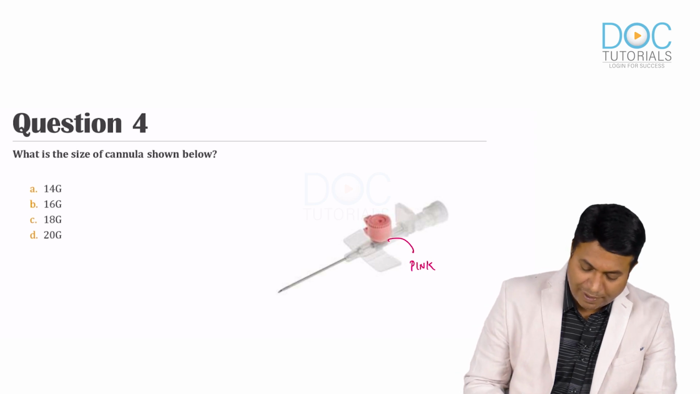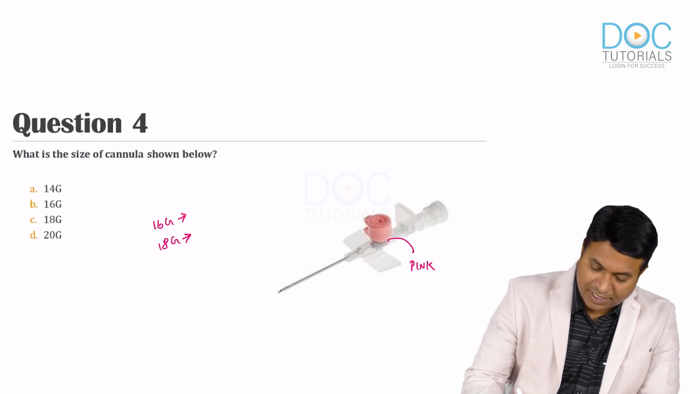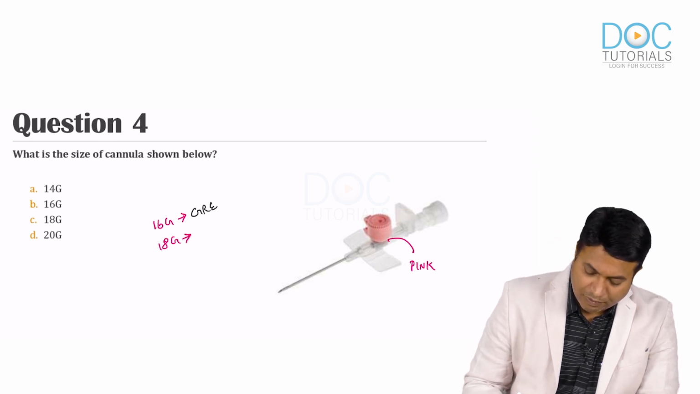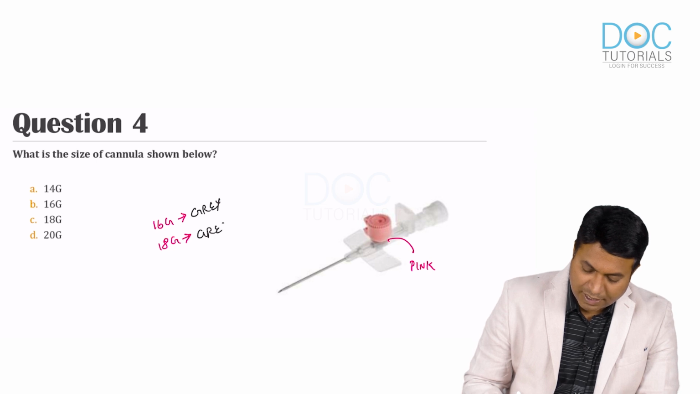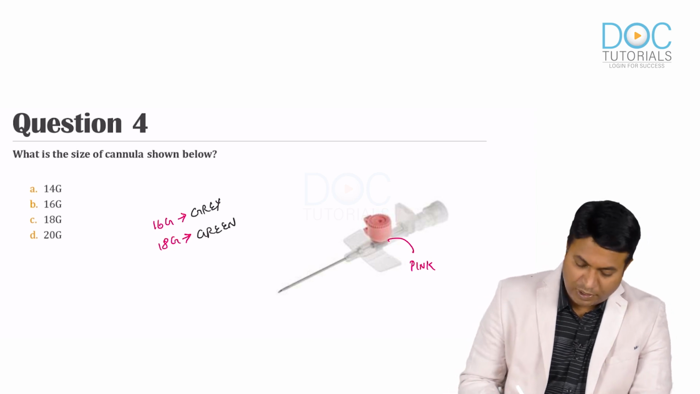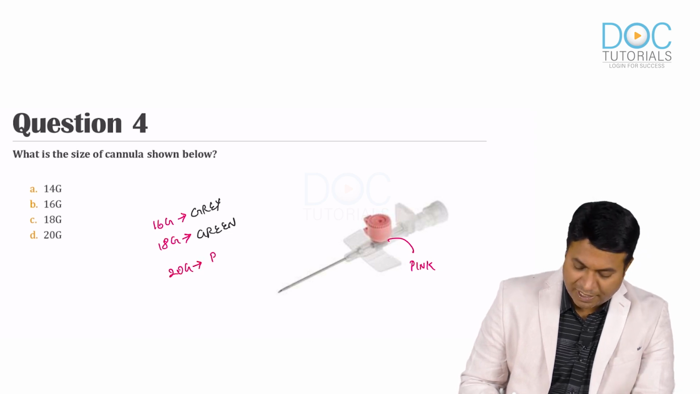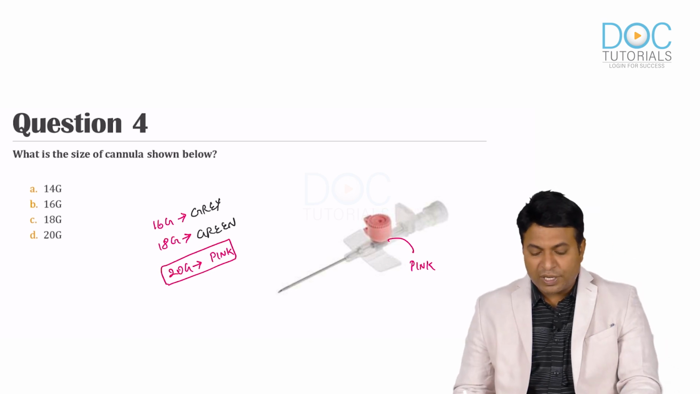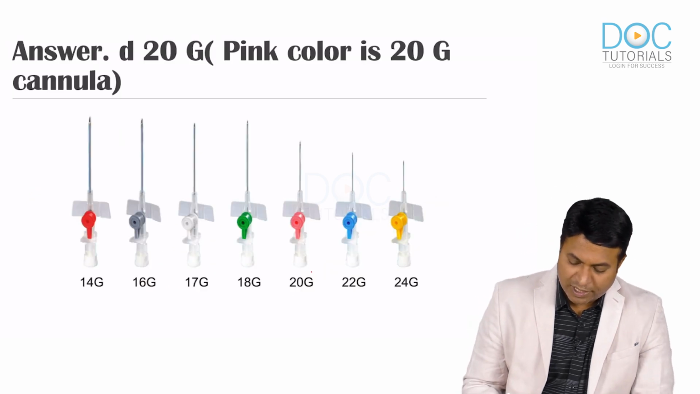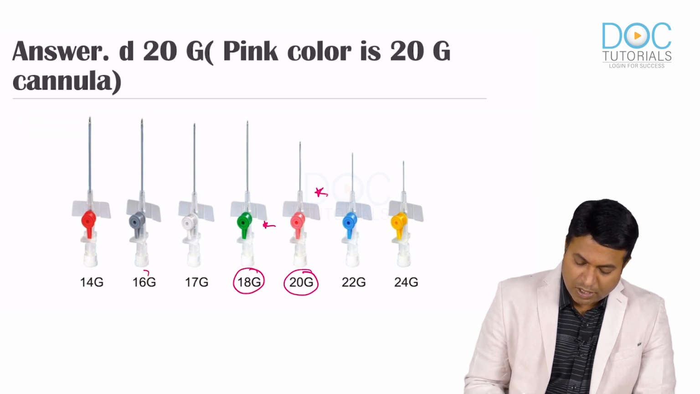You all know very well, 16 gauge and 18 gauge cannulas are commonly used in practice. 16 gauge is grey Venflon, 18 gauge is green Venflon, and 20 gauge is pink Venflon, which is also used in adults. Please don't forget, 20 gauge is pink, 18 gauge is green, 16 gauge is grey.